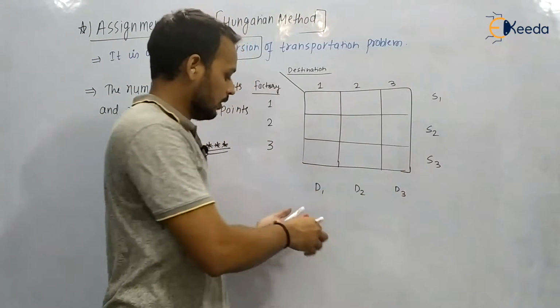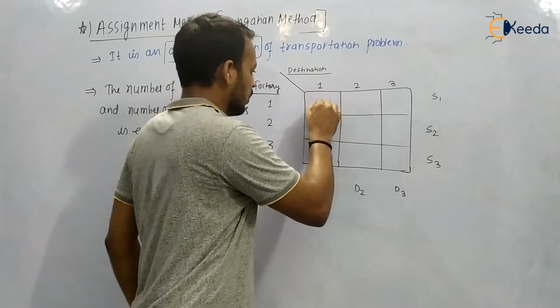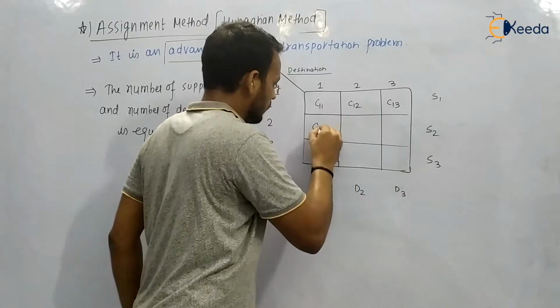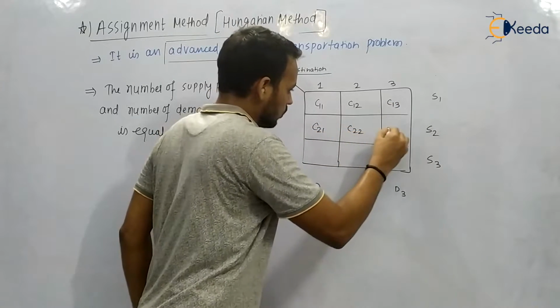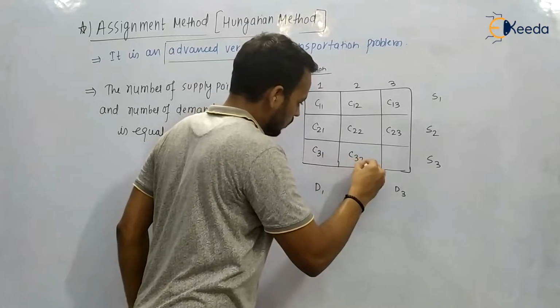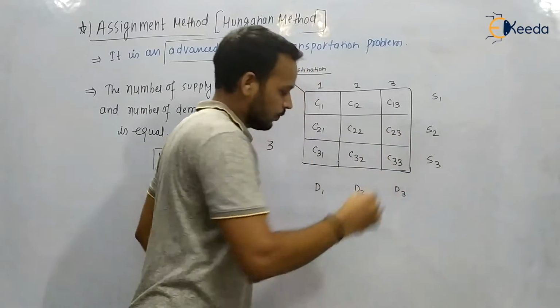And this is basically the cost cell. Here the costs will be C11, C12, C13, C21, C22, C23, C31, C32 and C33.